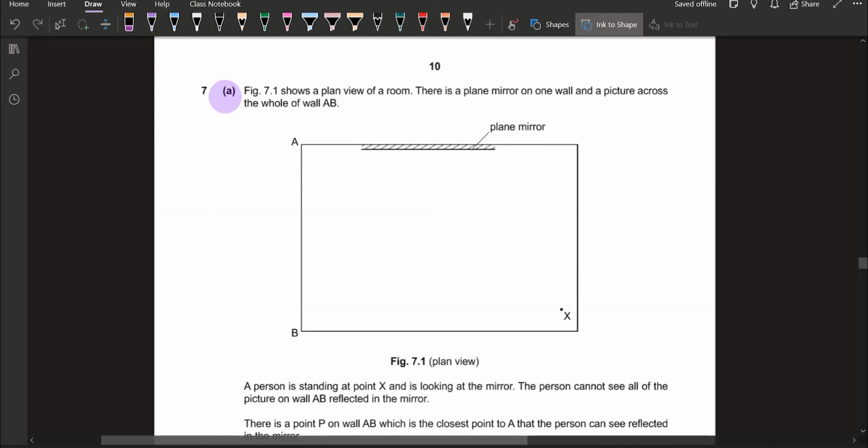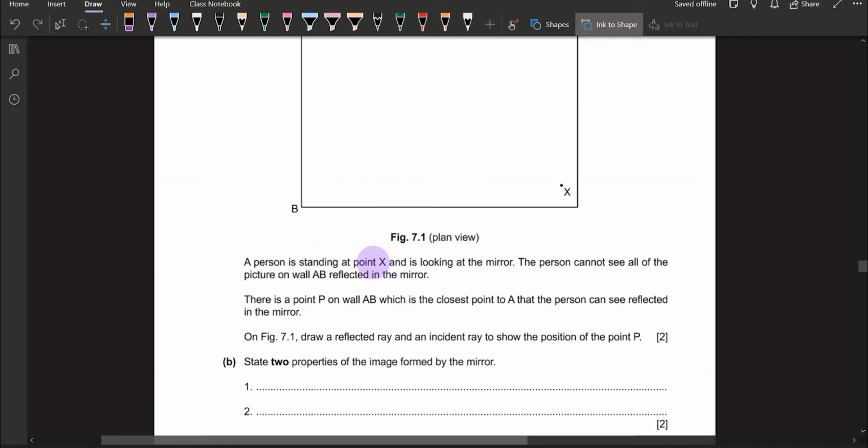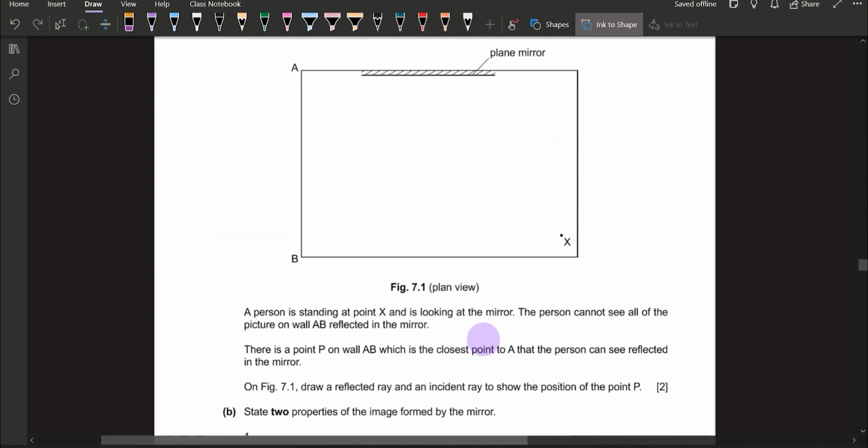Question number 7. Part A says figure 7.1 shows a plan view of a room. There's a plane mirror on one wall and a picture across the whole of the wall AB. A person is standing at point X and is looking at the mirror. The person cannot see all of the picture on wall AB reflected in the mirror. There's a point P on wall AB, which is closest to point A, that the person can see reflected in the mirror. So we have to note here that the point P is closer to point A.